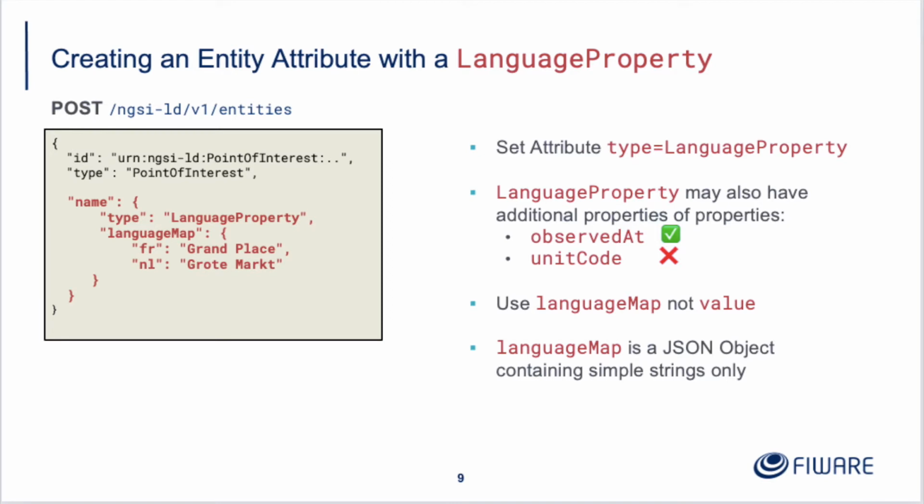And like any other attribute, it may have metadata. You can add observed at, but you can't add unit code. This makes sense because language map particularly is used for simple strings. It's not objects, it's not values, it's not numbers, and therefore it makes absolutely no sense to say what the units are, because it's always going to be simple strings. So language property is specifically there to try and help queries over simple strings in multiple languages. So it's a rather specific area which we will need to be dealing with.